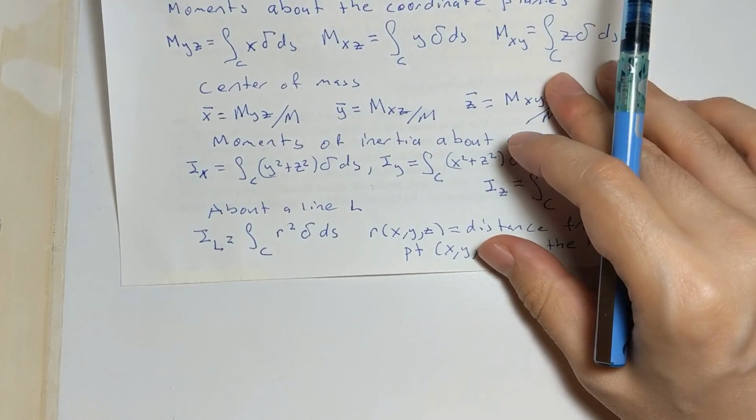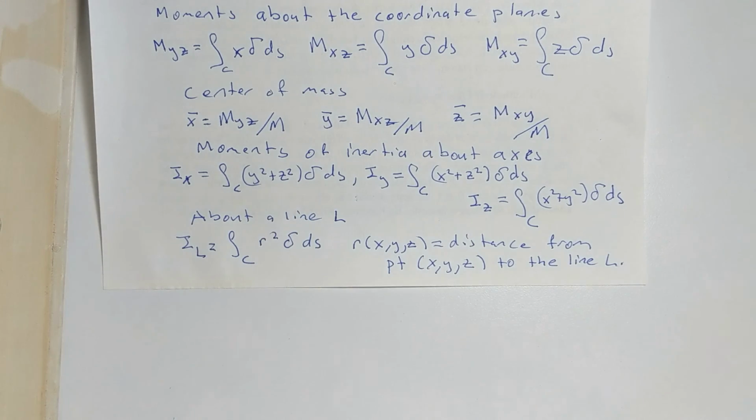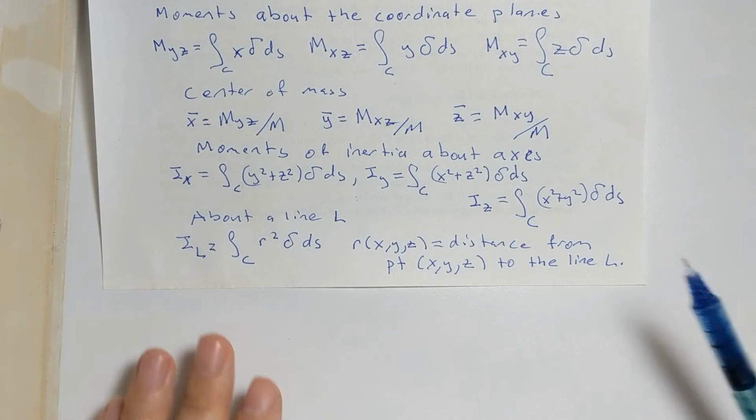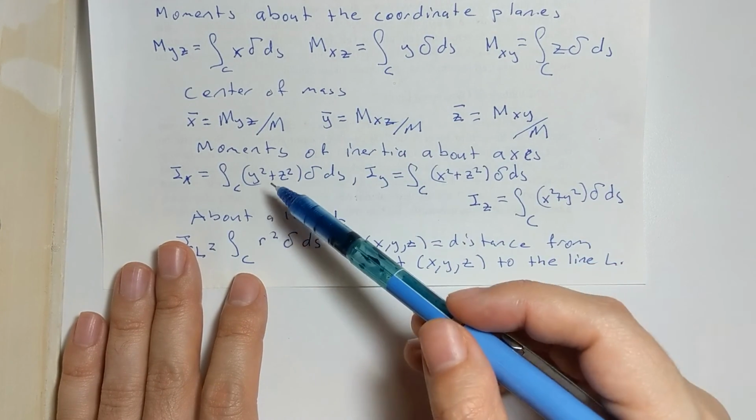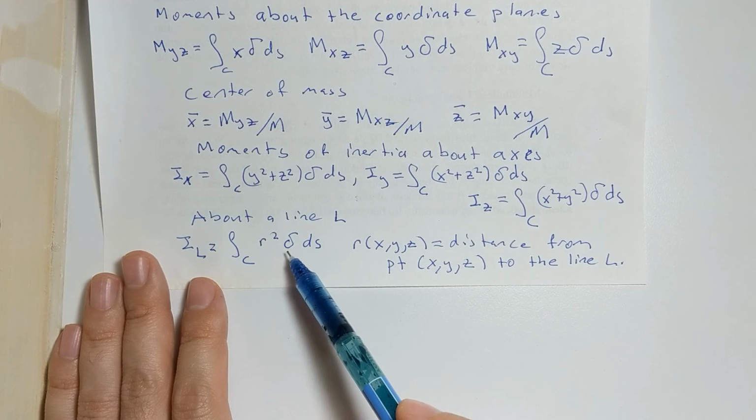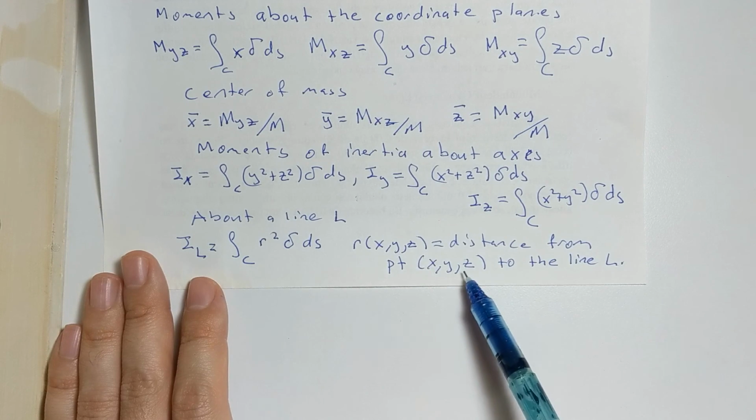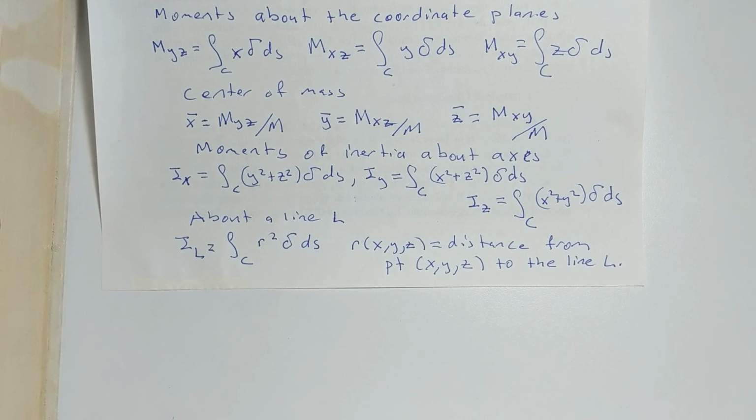What about a general line, L? Well, this is actually the distance from that axis, right? So this is the distance of the point from the x-axis. So what we're doing is r squared delta ds, where r of x, y, z is the distance from the point x, y, z to the line L. That would give you the inertia about the general line. So these are applications of line integrals for physicists and engineers. In real life applications, you would use these formulas.